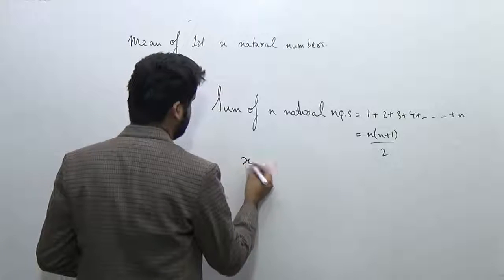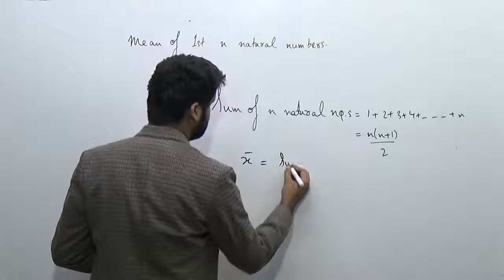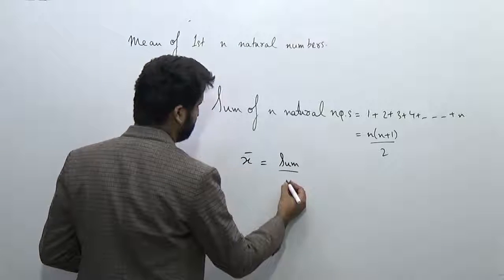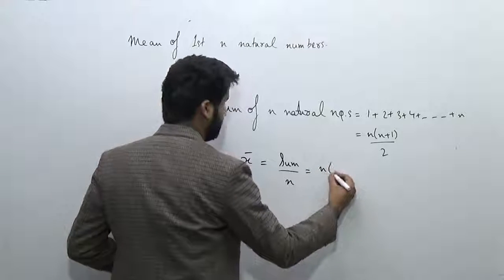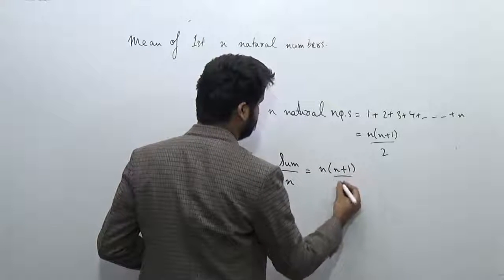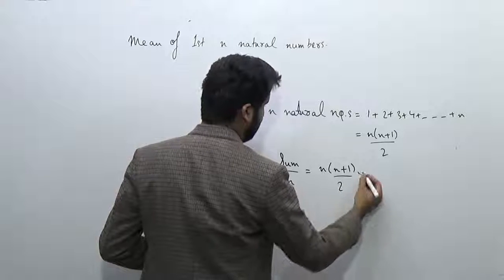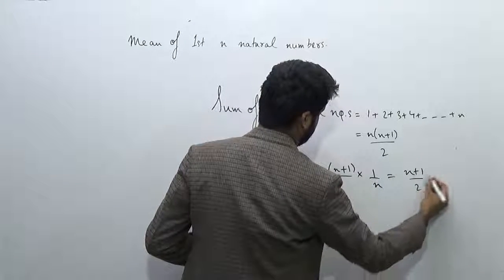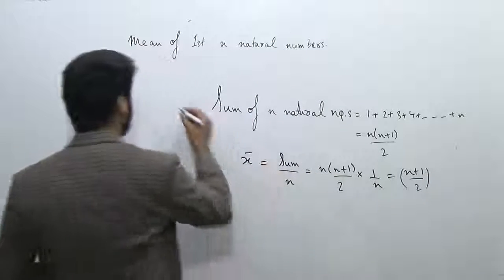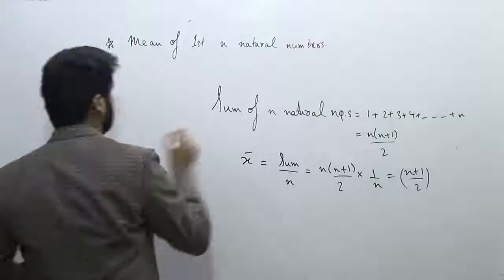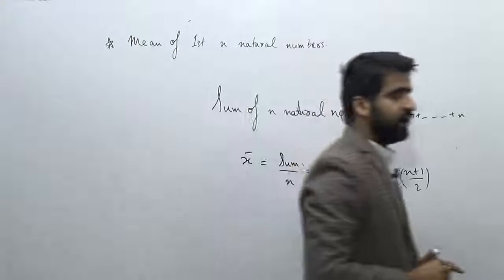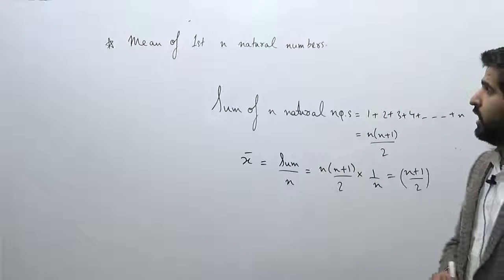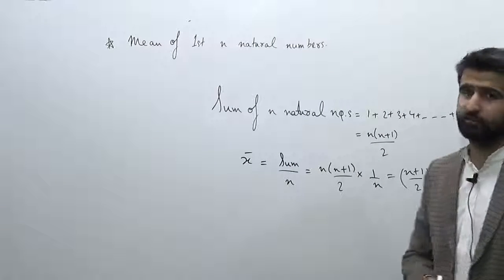Now let's see what is the mean here. So mean will be equal to sum divided by number of observations, which is n over here, which is equal to n into n plus 1 by 2 divided by n. So this gives us n plus 1 by 2. So this is a very important result also. This can also come as a question that find the arithmetic mean of first 100 natural numbers.